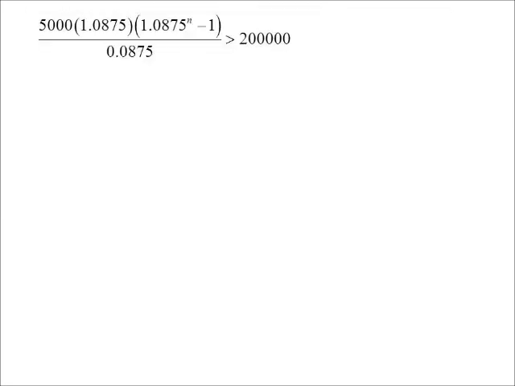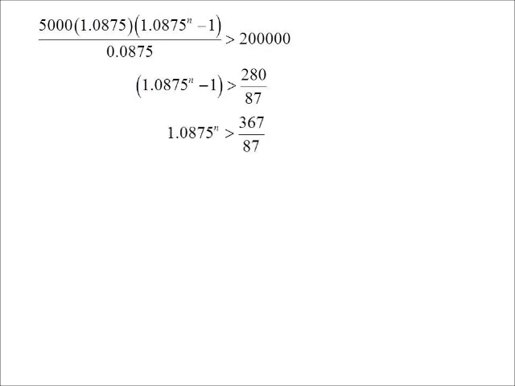Okay, there's my sum to n formula, greater than $200,000. Looks horrible, but at the end of the day, 5,000 times 1.0875 divided by 0.08, that's just a number. So if I divide both sides by that number, and it turns out, and actually not quite neatly, the right hand side becomes 280 on 87.